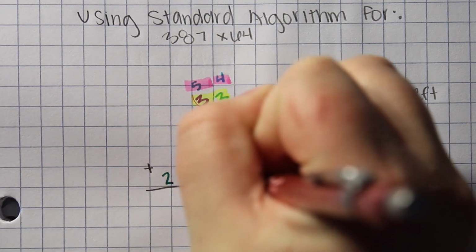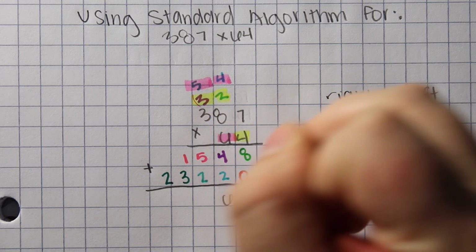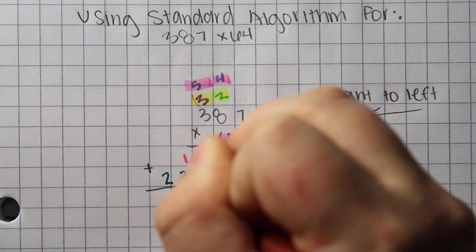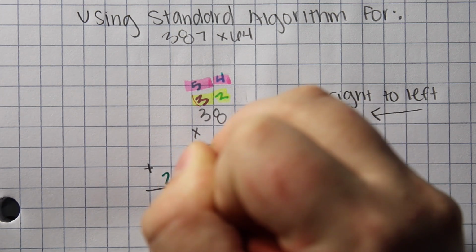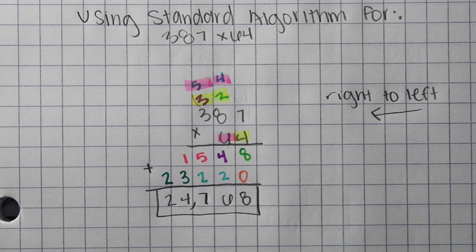Then the last step of standard algorithm in solving multiplication is adding our products. So I'm just going through and using standard algorithm for addition to find our final answer to be 24,768.